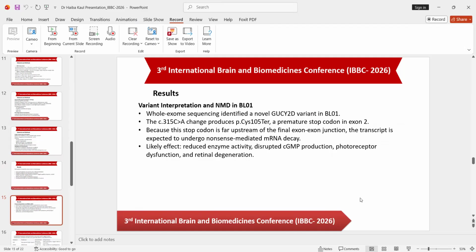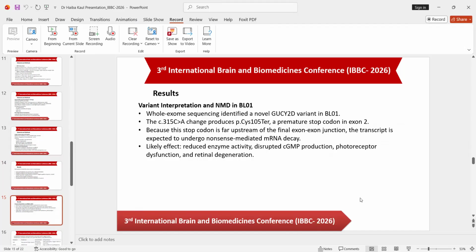Whole exome sequencing identified a novel mutation in exon 2, c.315 cytosine to adenine change, and it results in an amino acid change at position 105. Cysteine was replaced by a premature stop codon in exon 2. As it is a recessive disease, because of this change, a stop codon is formed quite early in the transcript, and it undergoes nonsense mediated mRNA decay that was predicted using bioinformatics tools.